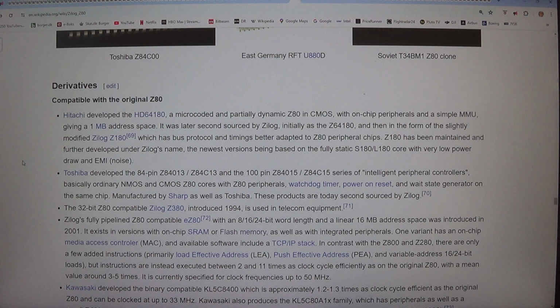Z180 has been maintained and further developed under Zilog's name, the newest versions being based on the fully static S180/L180 core with very low power draw and EMI noise.